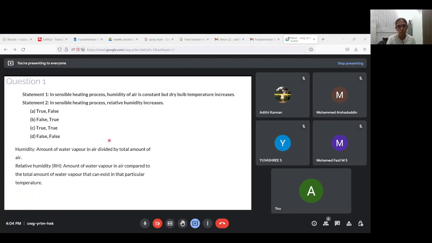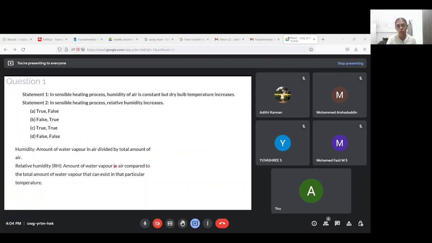So we'll discuss the answer. The humidity is the amount of water vapor in air divided by the total amount of air. But this differs from relative humidity mentioned in the second statement. So relative humidity is the amount of water vapor in air compared to the total amount of water vapor that can possibly exist at that particular temperature.